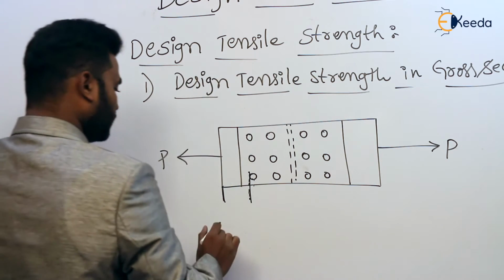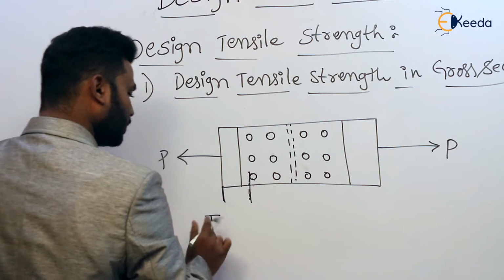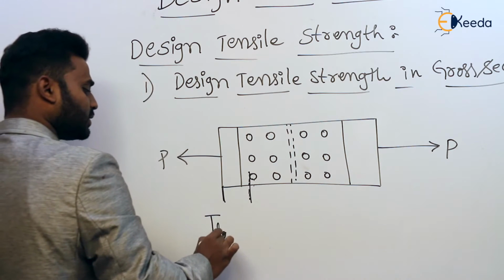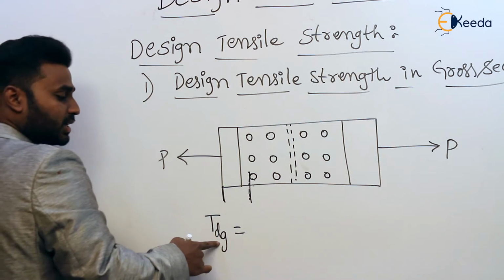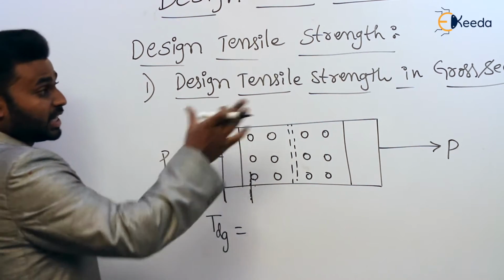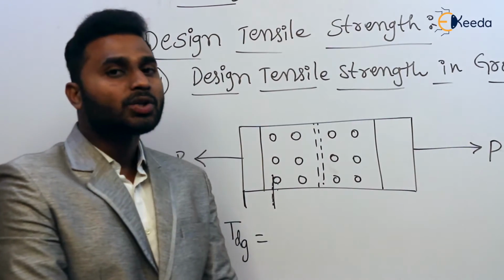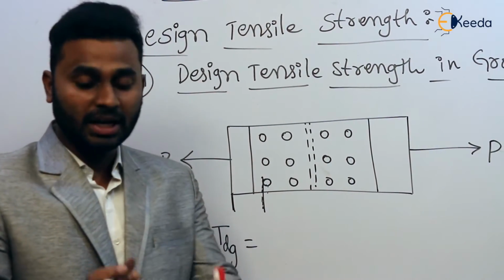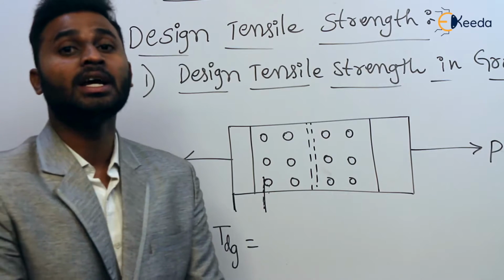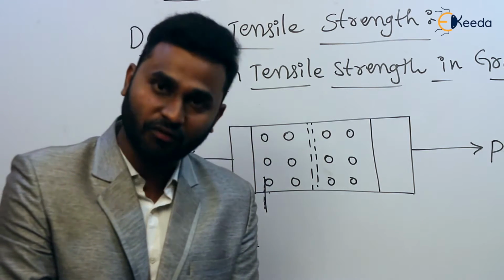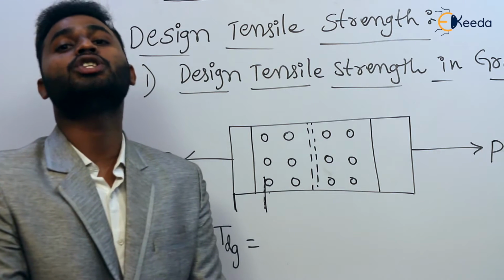So now, design tensile strength in cross section yielding. What is the strength formula? Strength is equal to stress into area. Agree or not? So here, which stress? Here the material is yielding, so as yielding is there, the stress to be considered is the yield stress Fy, and the factor of safety to be used is 1.1.